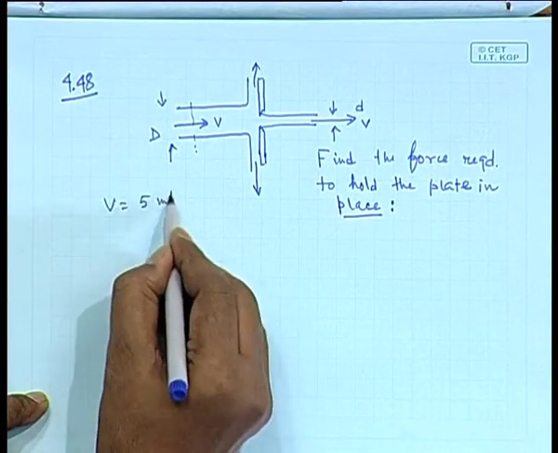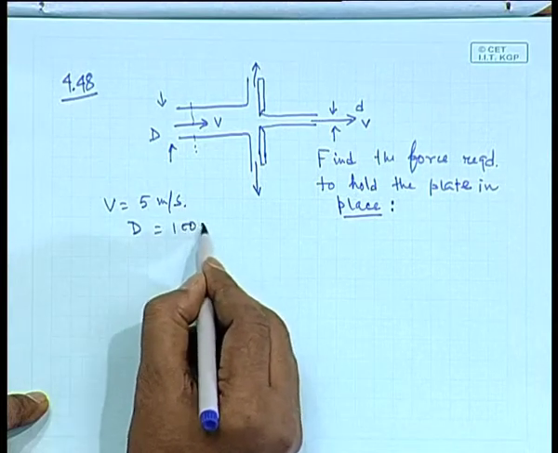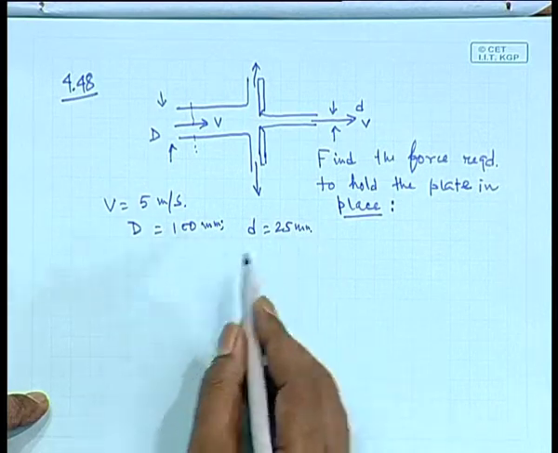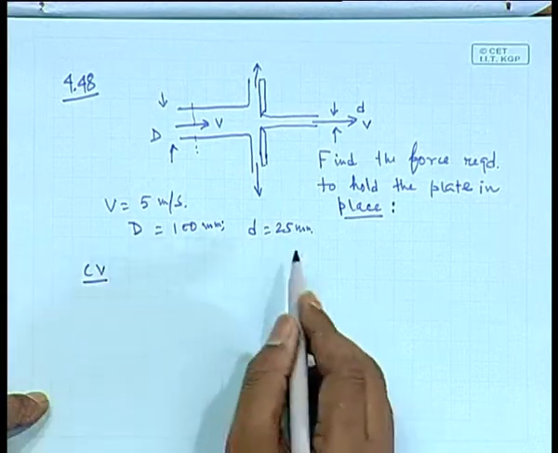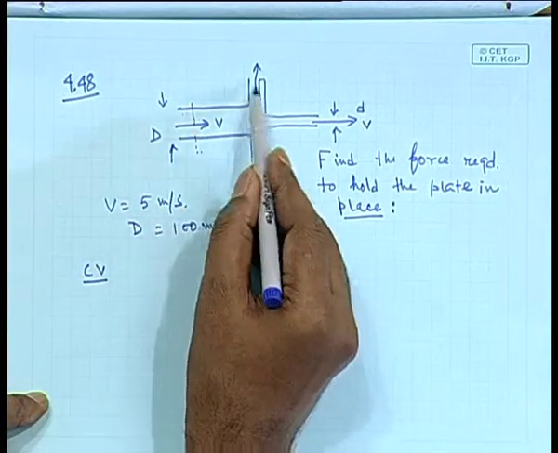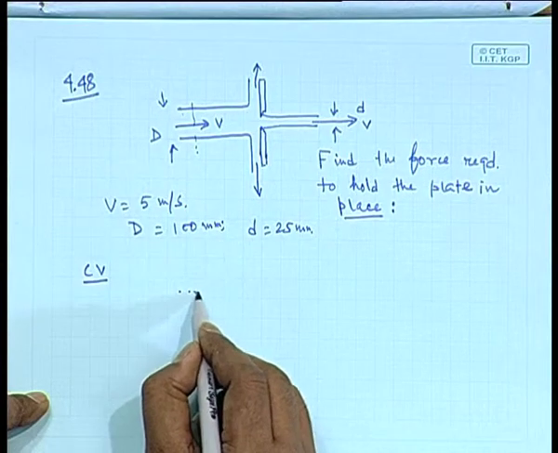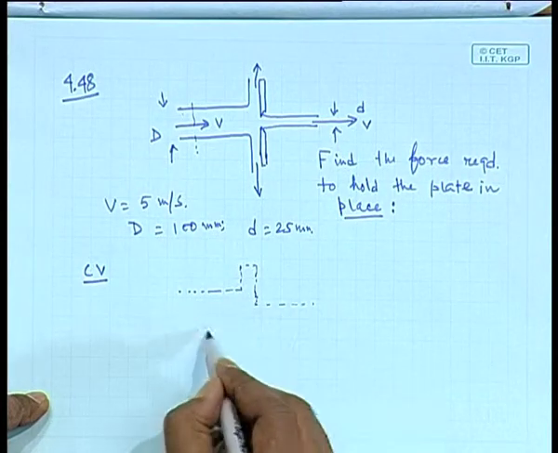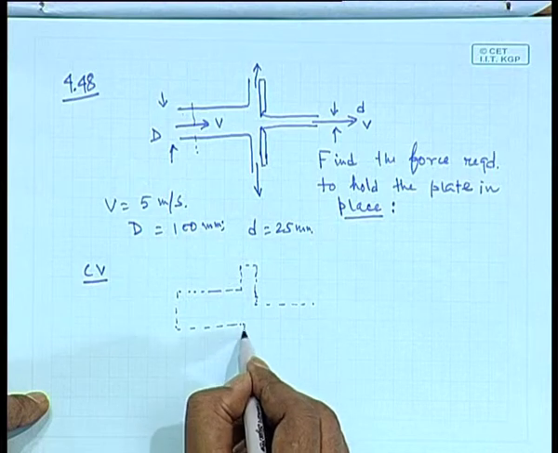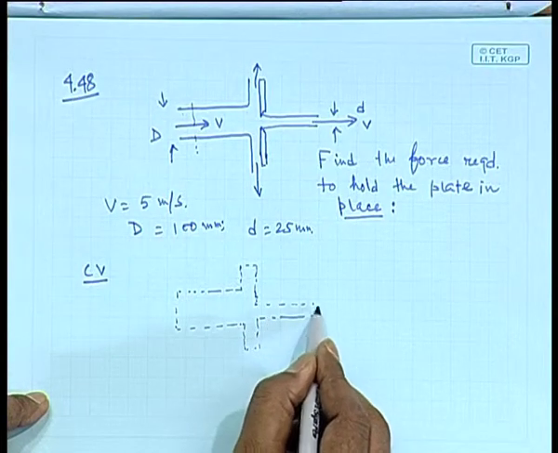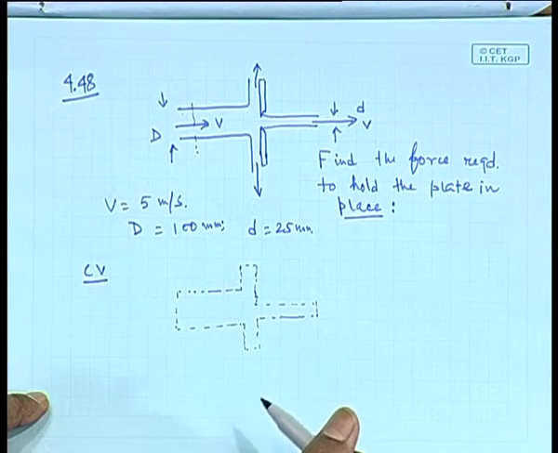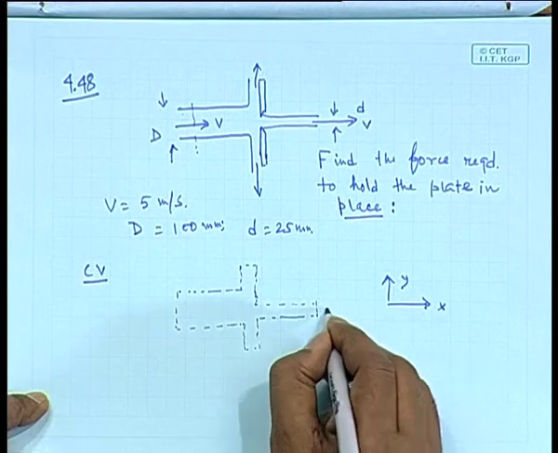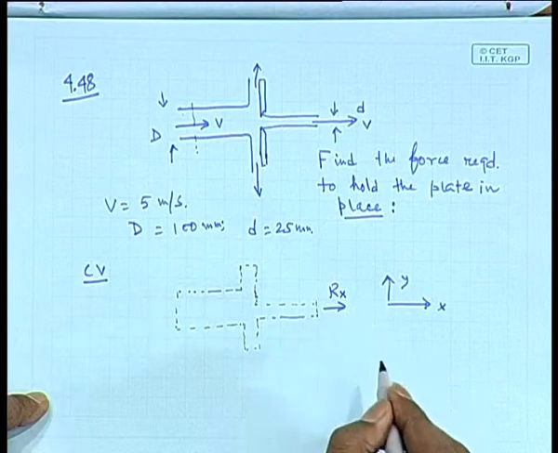This V is 5 meter per second, capital D is 100 millimeter and small d is 25 millimeter. Now again you have to select a proper control volume. The control volume you can select is this one. Now this is the y direction, this is the x direction. So there will be a reaction force, let's say, acting on it.